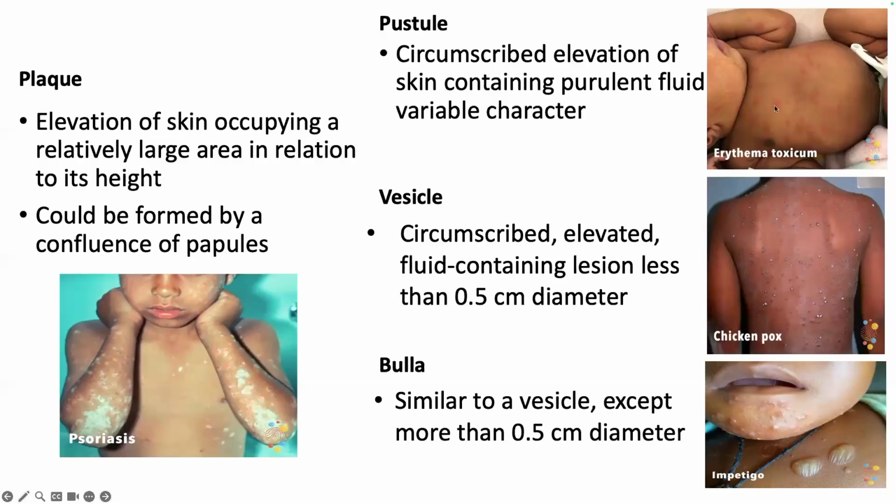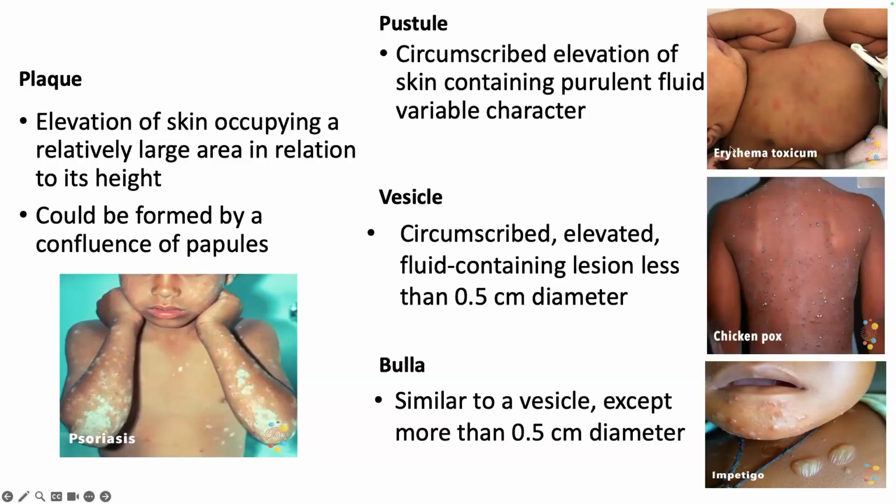That might be erythema toxicum. So in neonates, you can get a really normal rash, which looks quite dramatic, of just little pustules that appear, and that's normal. They sort of come and go over the first weeks of life. A vesicle, so another elevated fluid containing lesion, but that's a small lesion and sort of thinner fluid than a pustule. And a bulla is kind of like a vesicle except big.